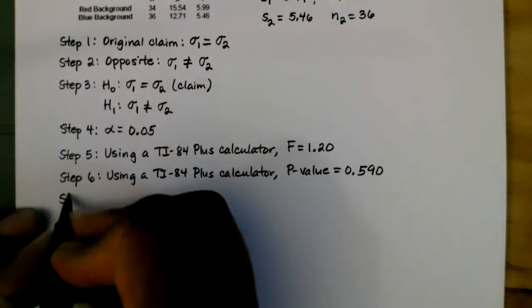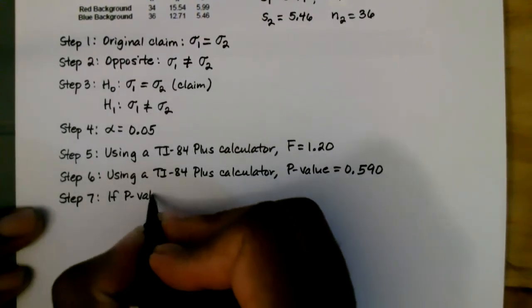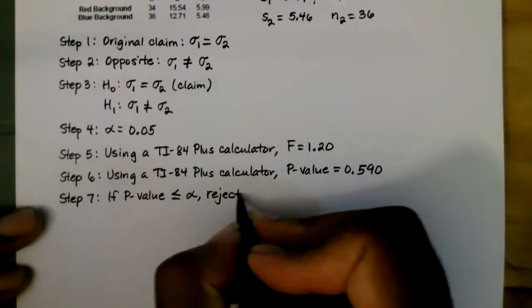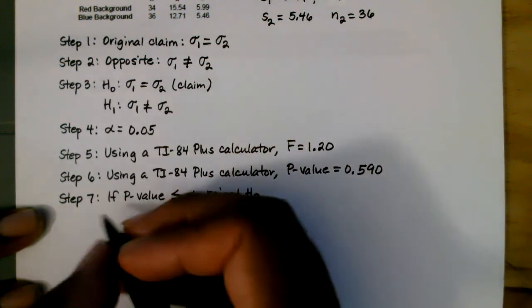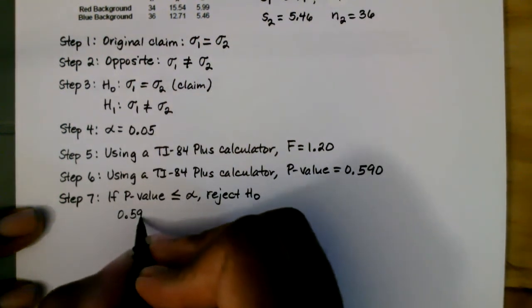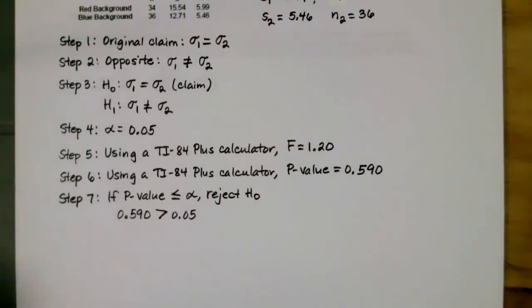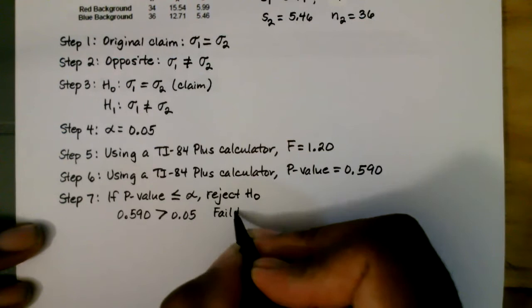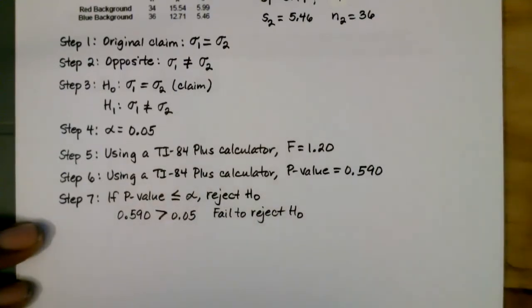And then step number 7 is our decision rule, which is if the p-value is less than or equal to alpha, you want to reject the null hypothesis. So in this case, that p-value was 0.590, and that alpha was 0.05. As you can see, 0.590 is greater than 0.05. So that means we need to fail to reject the null hypothesis, because it didn't satisfy our decision rule.